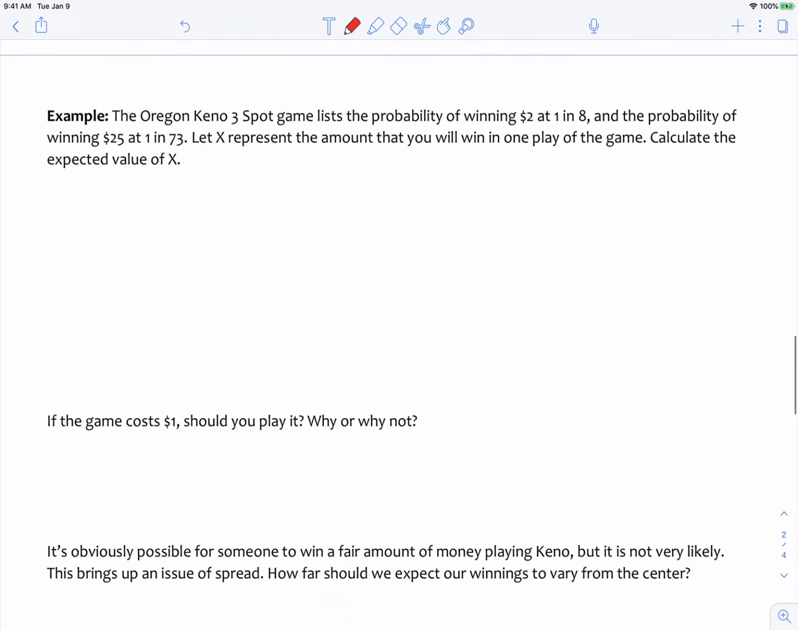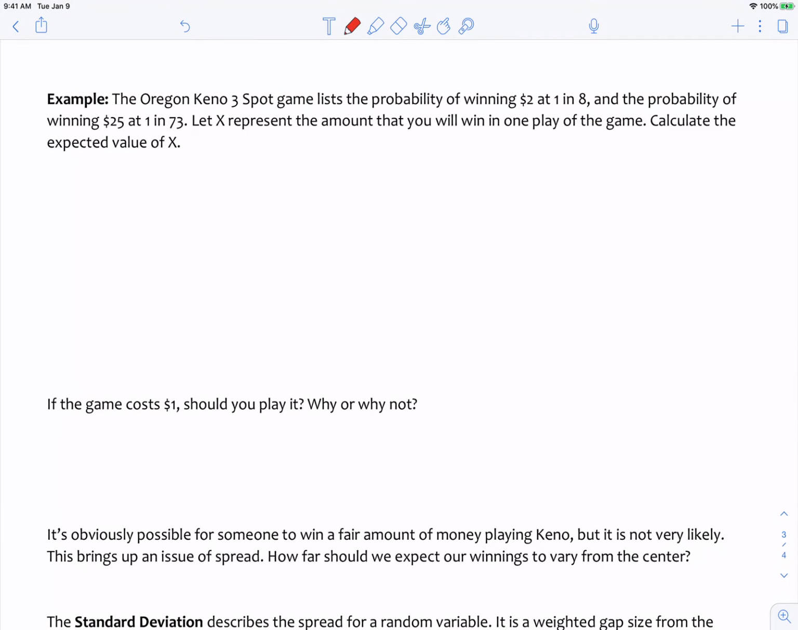All right, so next example, Oregon Keno 3-spot game lists the probability of winning $2 at 1 in 8, the probability of winning $25 at 1 in 73. And so we want to let X represent the amount you will win in one play of the game and to calculate the expected value of that. So this doesn't need a tree in this case. We're given the probabilities. Trees are there to help us calculate probabilities.